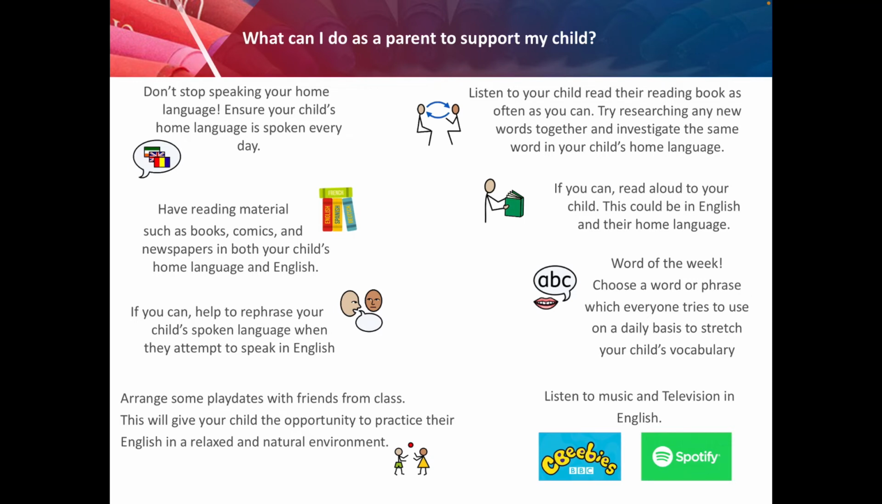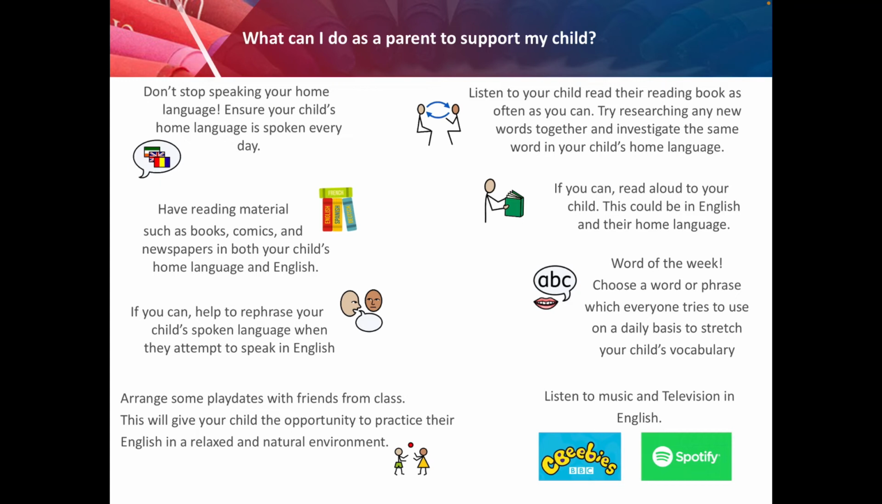So arranging some play dates with friends from class or from the wider school. You can choose to have play dates with children that speak your home language, which is a really great idea, or children who your child has become familiar with at school, who have got good models of English language. It can give them an opportunity to speak in English or in their home language in a relaxed environment, not in an academic surrounding or where they feel pressured to understand.